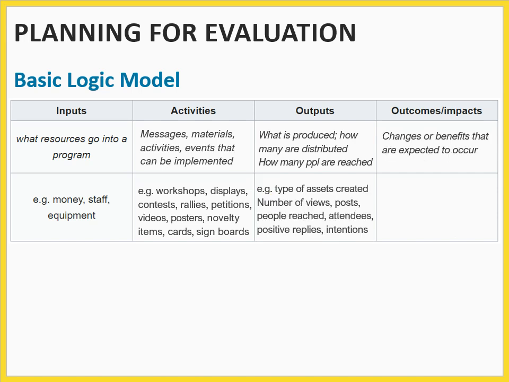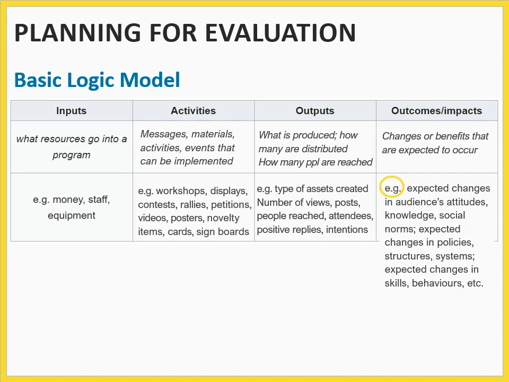Finally, program logic models show outcomes, the changes or benefits that are expected to occur. So, for example, an outcome might be the desired change in the target audience's attitudes, knowledge, social norms. It could be changes in policies, in systems, in structures, in people's skills and behaviors.